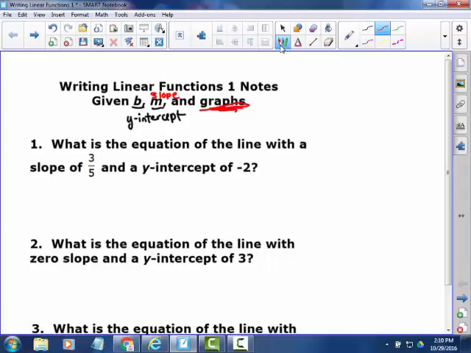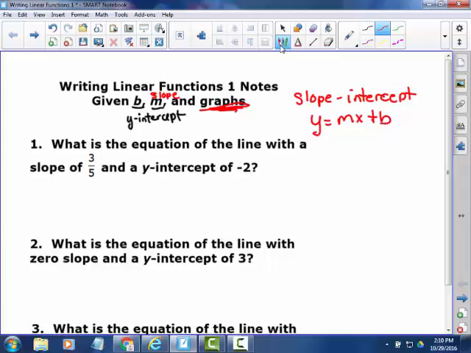All right, so hopefully you remember at this point that we have a form of a line called the slope-intercept form. I mention this because they say we're going to be given the slope and the intercept, right? So we need to remember that is y equals mx plus b.